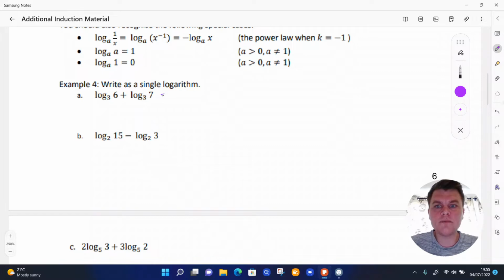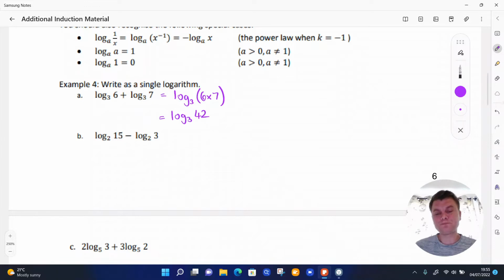Well, for this one, we are going to use the multiplication law because we've got two logs with the same base added together. So this one becomes log base 3 and then in brackets 6 times 7 because we're using the multiplication law, and it simplifies to log base 3 42.